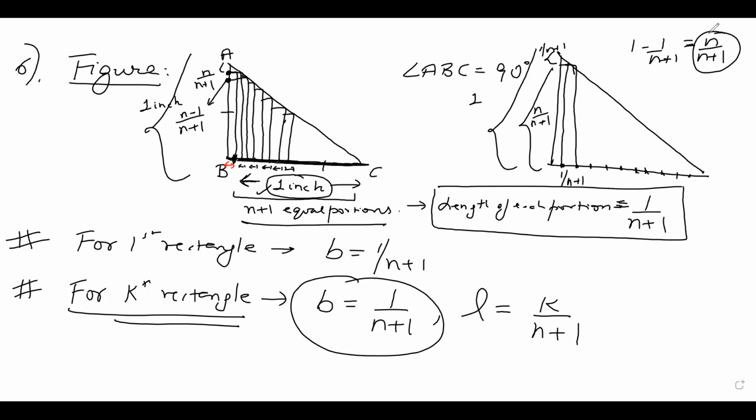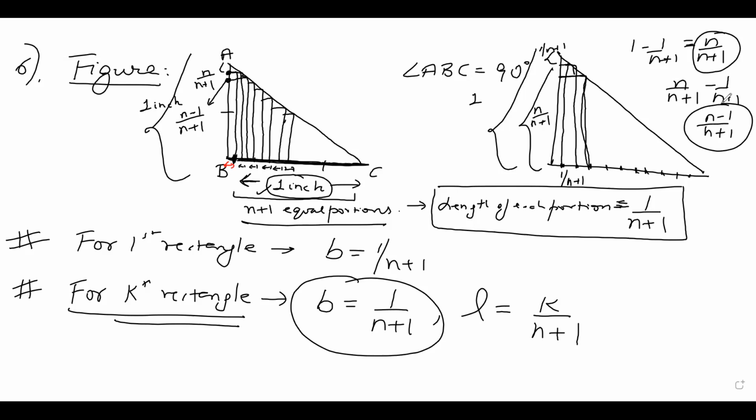Okay. And then if you further go for the second rectangle, you can clearly see it's even going to further go down. Okay. So it's going to be n upon n plus 1 minus 1 upon n plus 1, which is n minus 1 upon n plus 1, and so on. Okay. So if I talk about the kth rectangle in this particular case, the kth rectangle will have the length of k upon n plus 1.